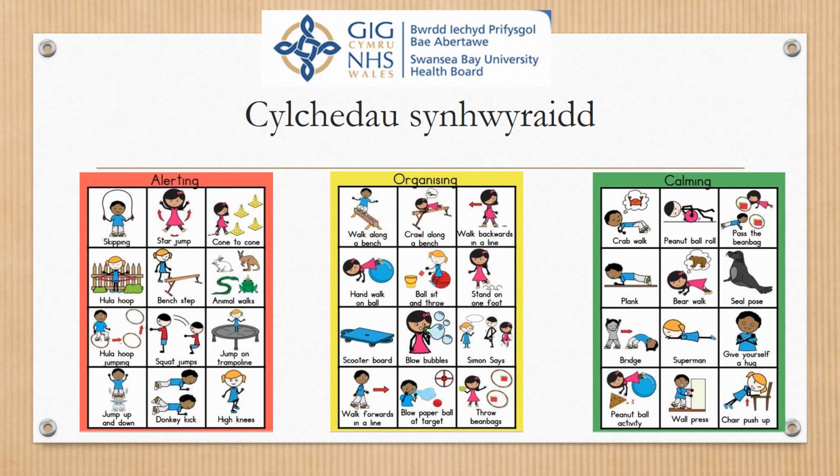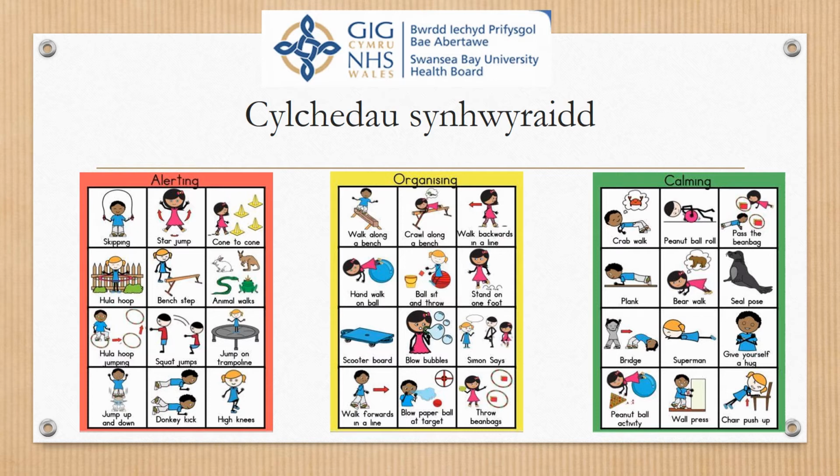Sensory circuits are a great activity that can be useful to help children be at optimal level of alertness and readiness to learn. A sensory circuit basically involves completing certain activities in sequence, alerting, organising and calming, which will help regulate the child's sensory systems, and as a result they will be more alert and focused, ready to learn.